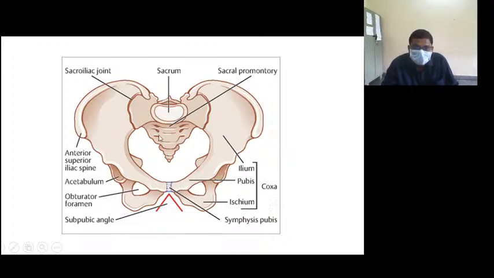At the same time, if you look at the complete sacrum, at the level of the first sacral vertebra there is a huge elevation protruding forward, and this elevation is called the sacral promontory.